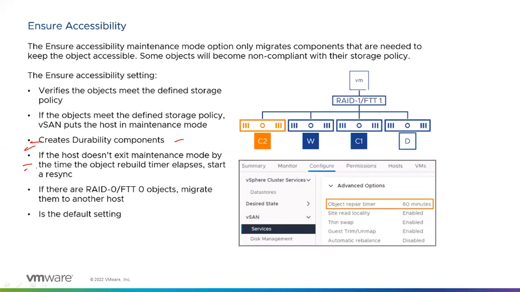If the host does not exit maintenance mode by the time the object rebuild time elapses, it will start to resync the entire data. If there is an FTT 0 RAID 0 object, migrate it to another host. Ensure accessibility is good in case of FTT1 RAID 1 because I have another two components, and it will also start to create. But if some component resides with FTT0 RAID 0, it will not have any redundant component, so it will definitely need to migrate somewhere, because the FTT0 RAID 0 policy doesn't create any redundant component, right?